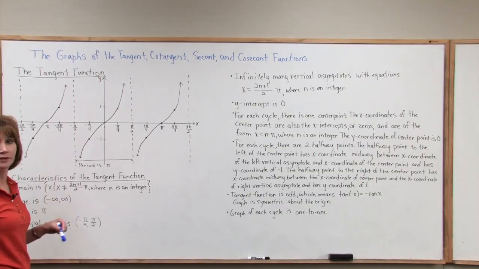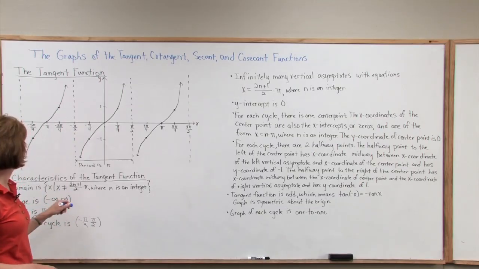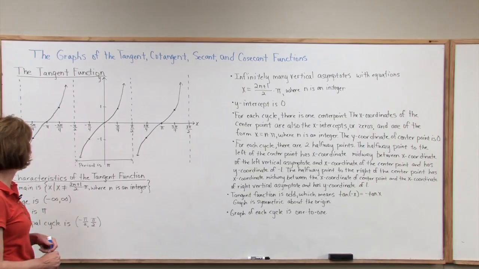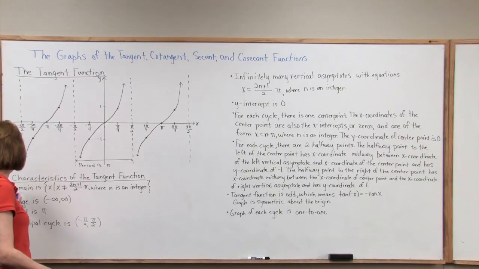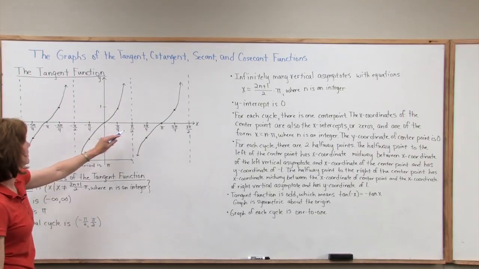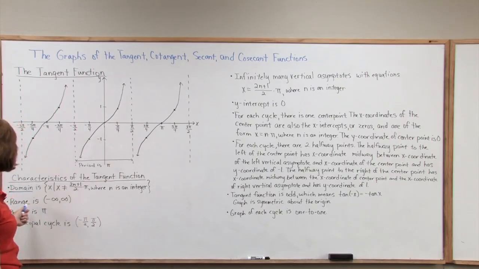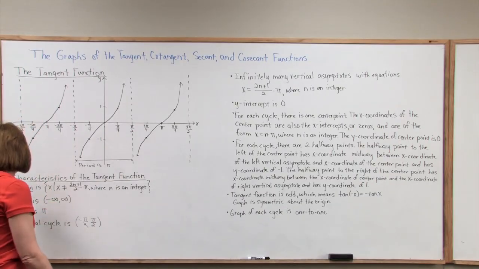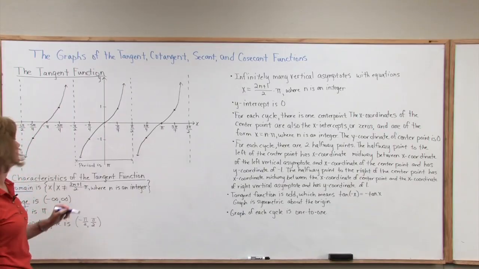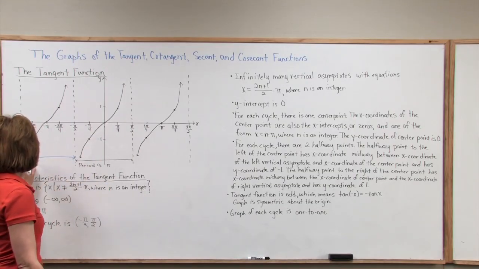The domain is all real numbers x such that x cannot equal (2n plus 1) over 2 times pi, where n is any integer. Again, that's saying all odd multiples of pi over 2. It's undefined, so that's the domain. So you can see at pi over 2, 3 pi over 2, those are values that are not in the domain. The range of the function, look at the y values, is negative infinity to infinity. The period, here we have 3 periods. Here's another one. Period is pi.